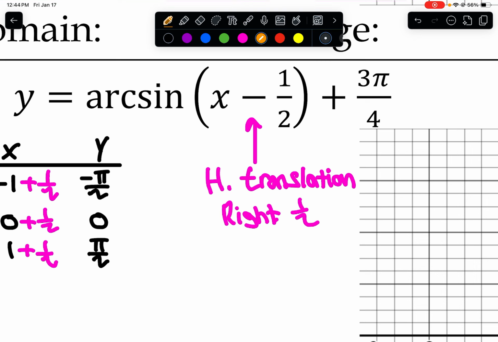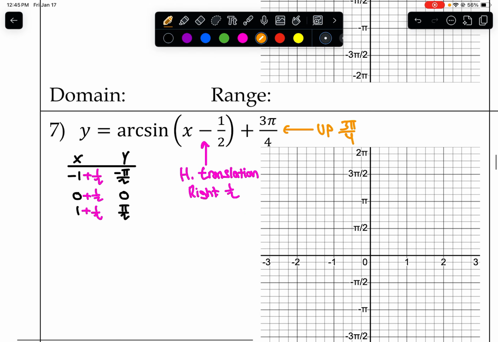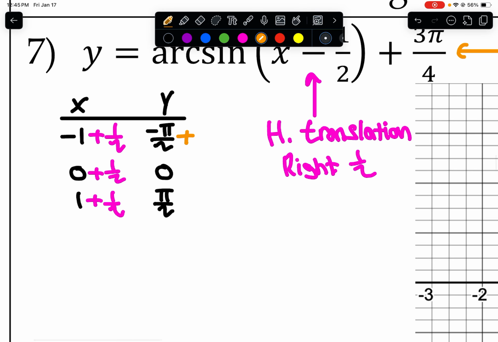All right, and then in terms of the vertical translation, we're going to go up 3 pi over 4. So your y value, you can actually take at face value. There's no special trick for it. So if I'm going up, I'm going to add 3 pi over 4.